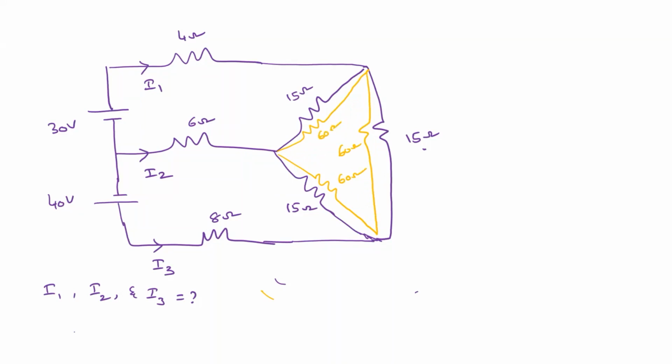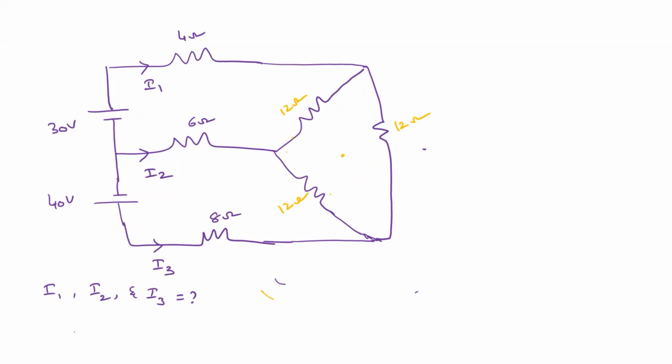So what is the equivalent of 15 ohm and 60? 12 ohm. So that means each one is 12 ohm. This is 12, this is 12, this is 12. So what is the next thing? Conversion of star to delta again. Convert this delta to star.